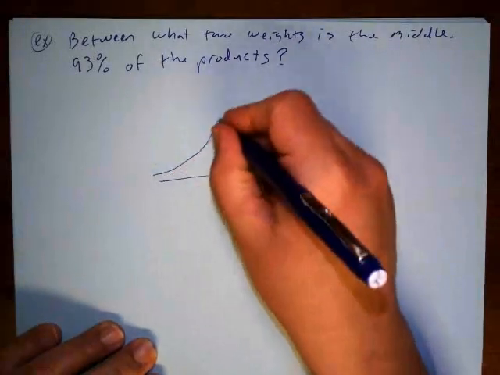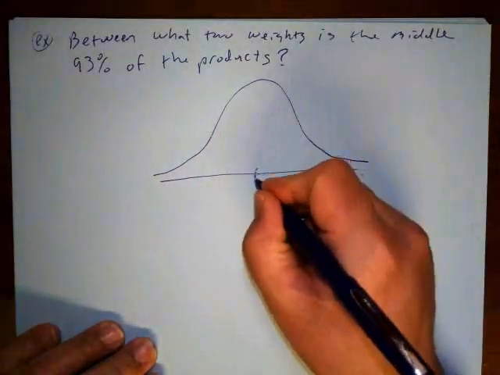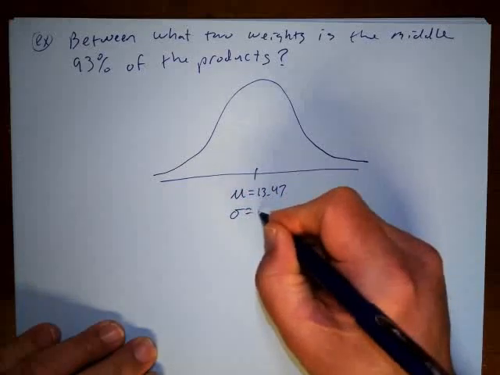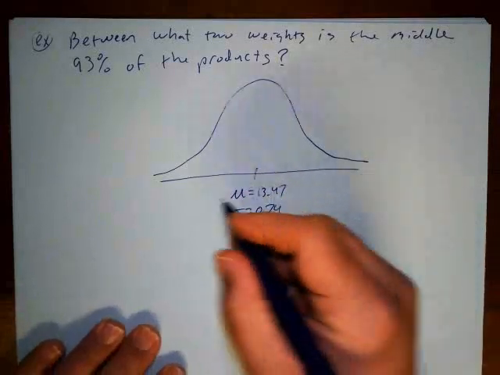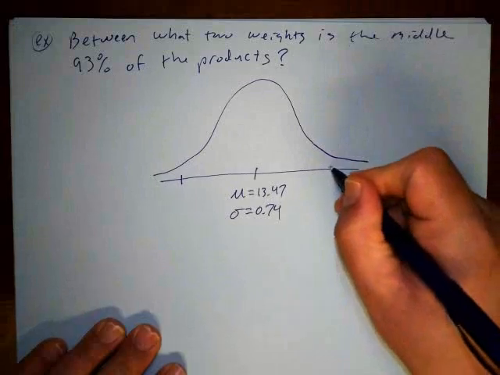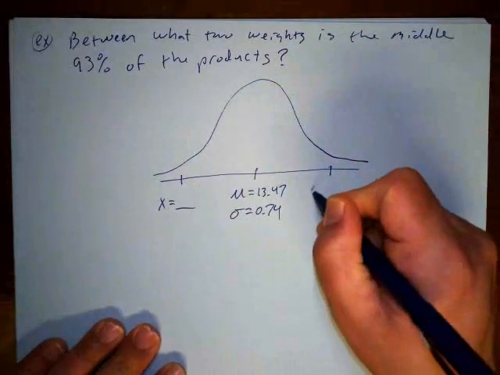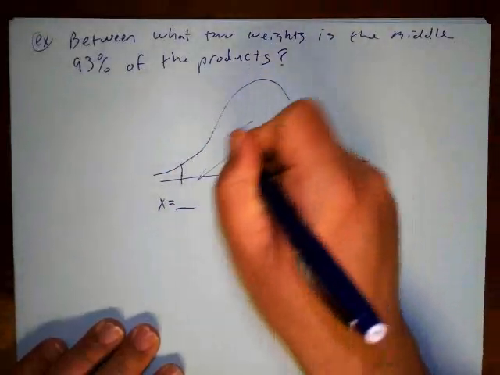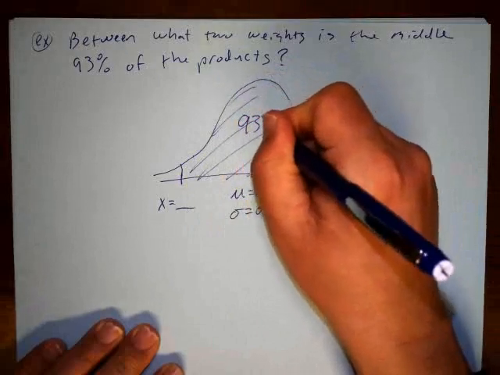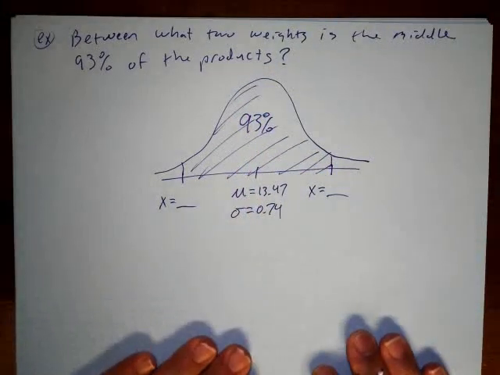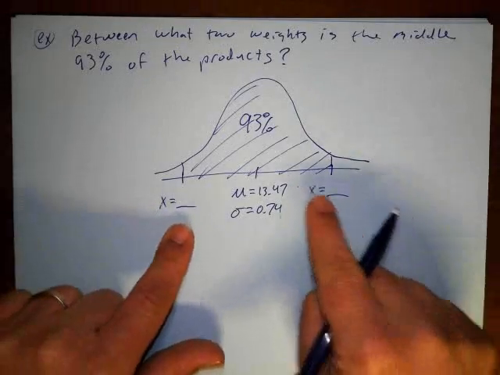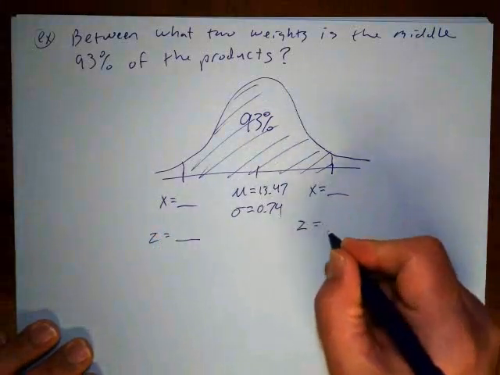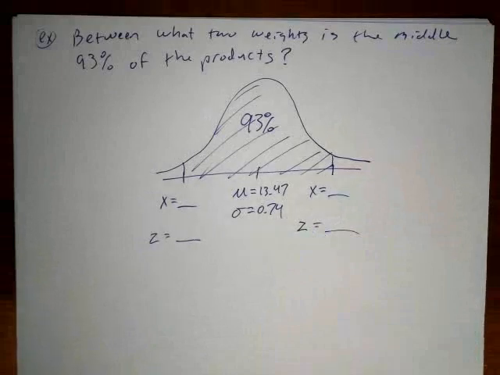So I'll draw my distribution, use the same values. So the mean is 13.47, standard deviation is 0.74, and then 93%, that's a lot, most of the products, isn't it? So something way out there. And this is like the middle, we'll say middle 93% of the product. Okay, and I want the two weights that have that middle 93%. So I'm going to need these two z-scores. One is the negative one, one's the positive one.